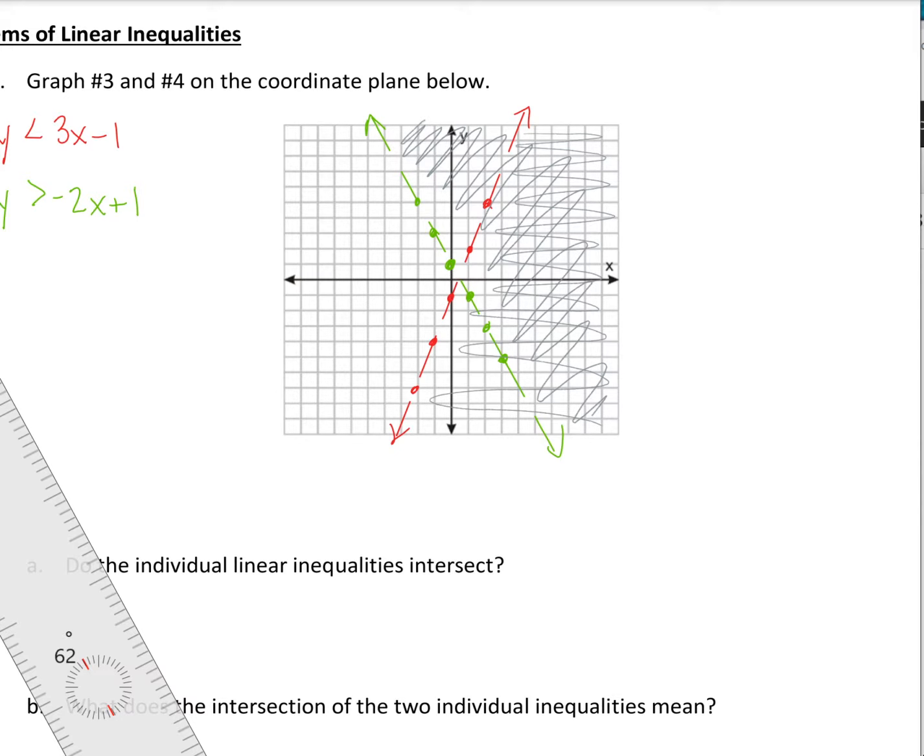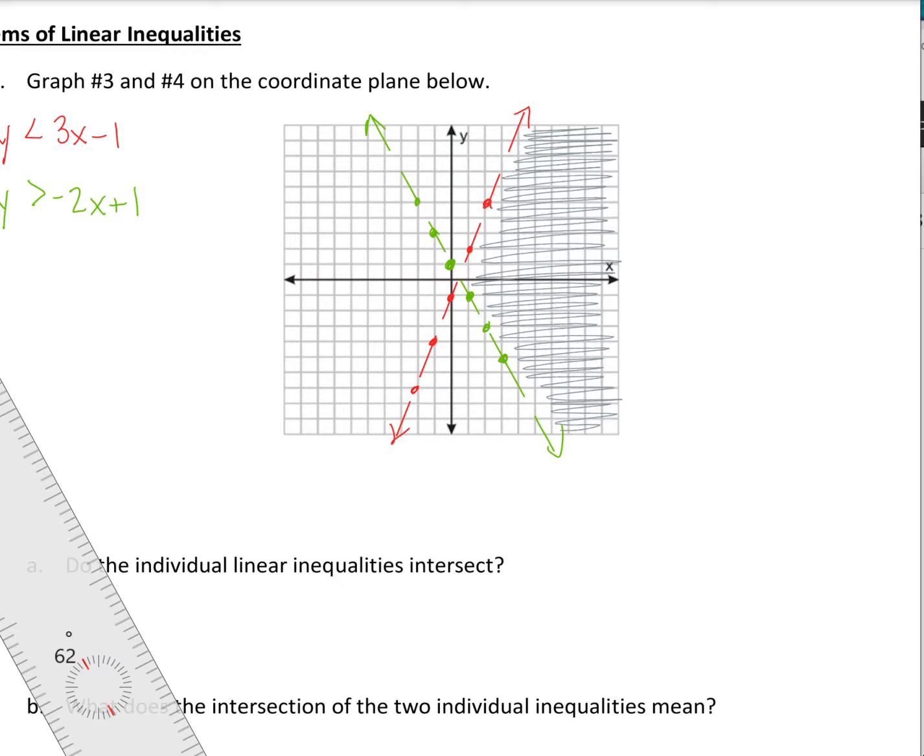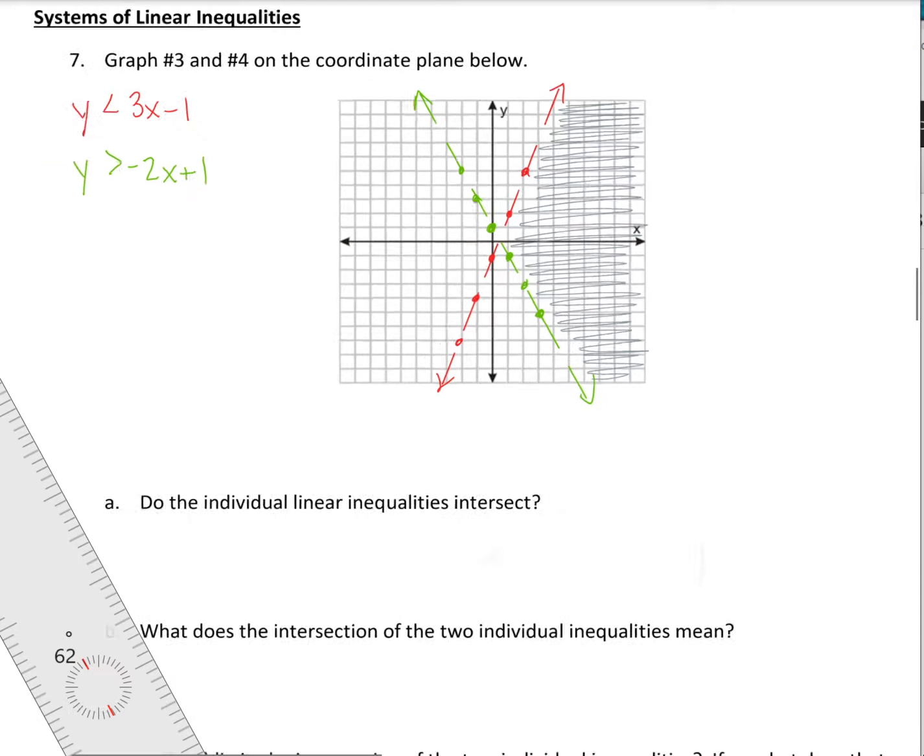So where they overlap is where I'm going to fill in heavily. This is the area in which they overlap, meaning everything in that area is part of a solution for both of them. Now, once I've shaded in that area, I erase the areas that I do not need. That way there is no confusion, and this is my solution set.